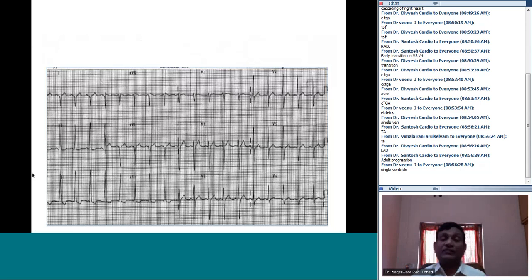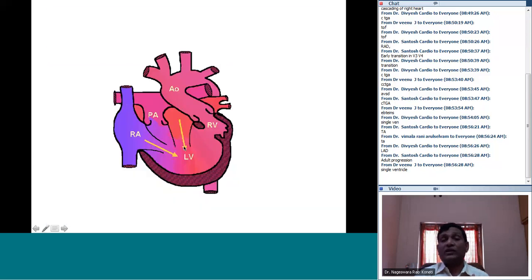But in this case scenario, you can see here a right axis deviation but left ventricular dominance. So frontal plane QRS axis to precordial QRS is disproportionate. It is not concordant, it is discordant. If you see QRS axis to QRS progression discordance, you will think it is a single ventricle. That is absolutely correct, single ventricle. So whenever there is a frontal plane QRS axis to precordial progression discordance, you should think of a single ventricle. In single ventricle, again you can read, I don't have much time to explain.